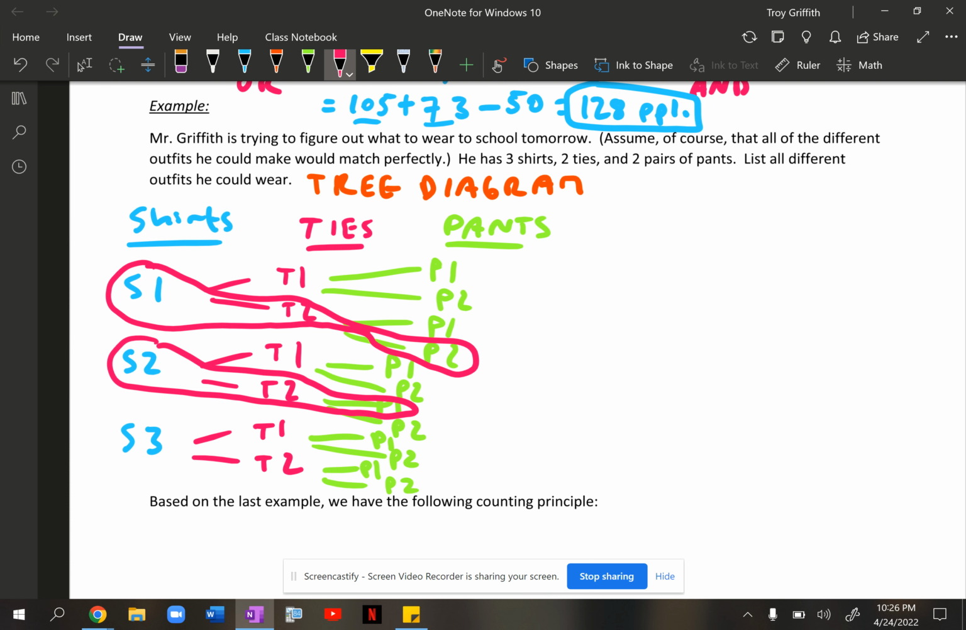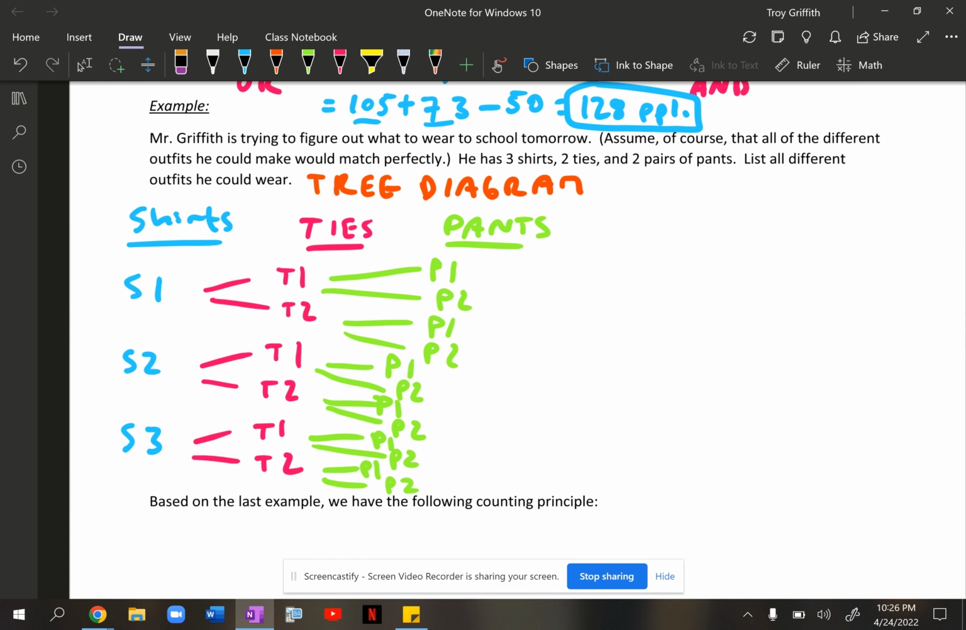Okay, but any combination that I see here would be an outfit. And the question says to list all the different outfits that we could wear. And if we think about it, how many different outfits are there? Well, there are 1, 2, 3, 4, 5, 6, 7, 8, 9, 10, 11, 12. Okay, so there are a total of 12 different outfits.